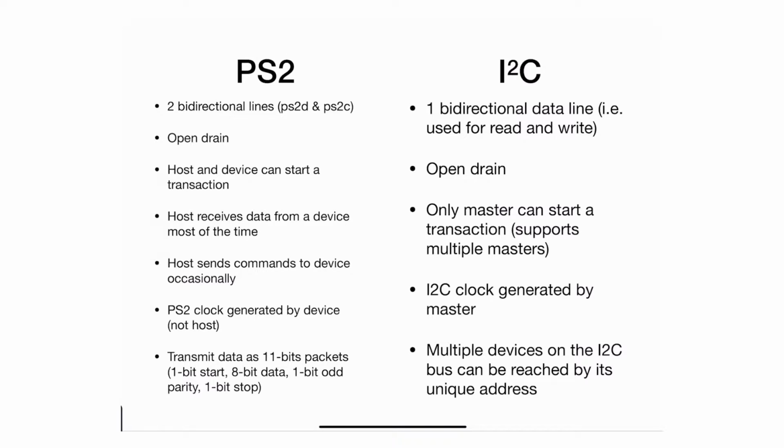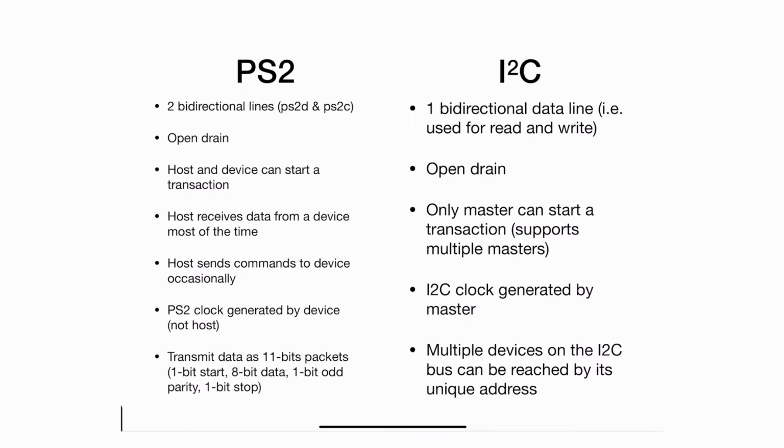Before I dig deeper into the communication protocol itself, I want to compare the PS2 protocol to the I2C protocol. Both of them are serial communication protocols, but they have some differences. The first is that both of them have two lines, one for data and one for clock. However, for the PS2, the two lines are bidirectional, as opposed to the I2C, where only the data is bidirectional. The clock is not bidirectional.